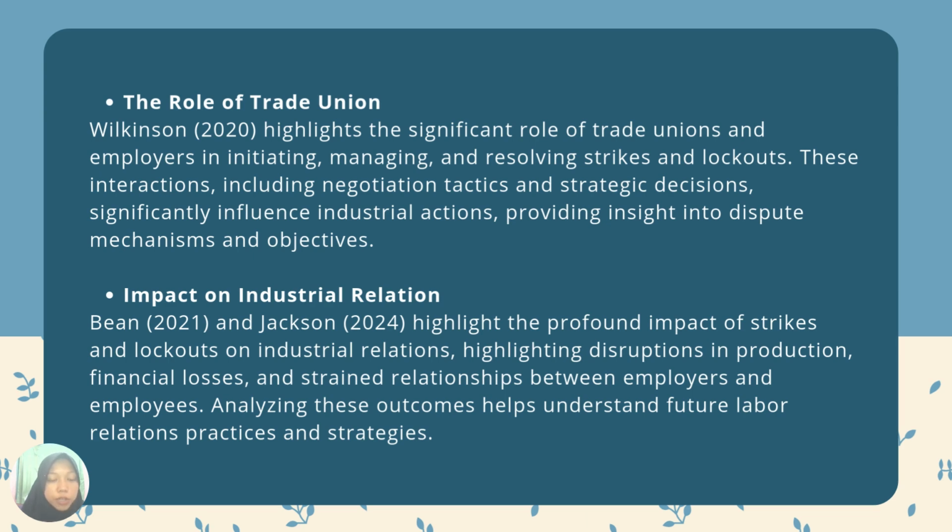Impact on industrial relations. Bean in 2021 and Jackson in 2024 highlight the profound impact of strikes and lockouts on industrial relations, highlighting disruption in production, financial losses, and strained relationships between employers and employees. Analyzing these outcomes helps understand future labor relations practices and strategies.